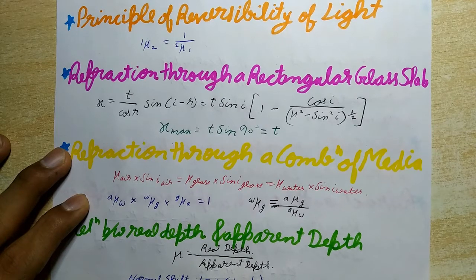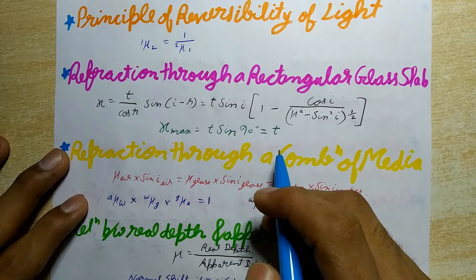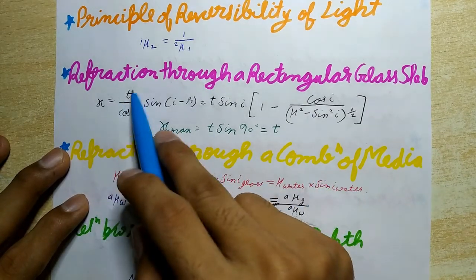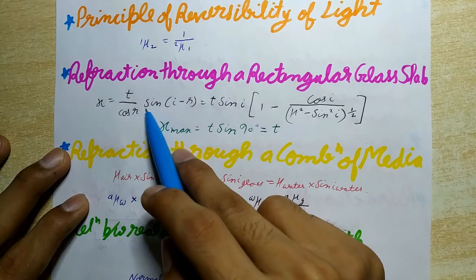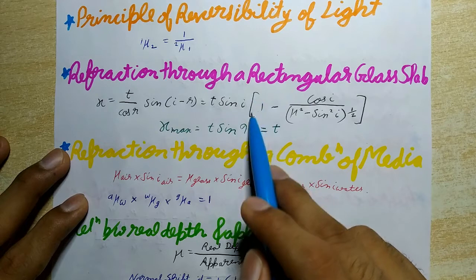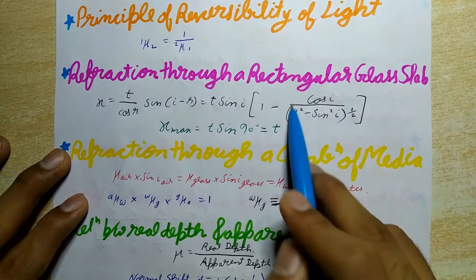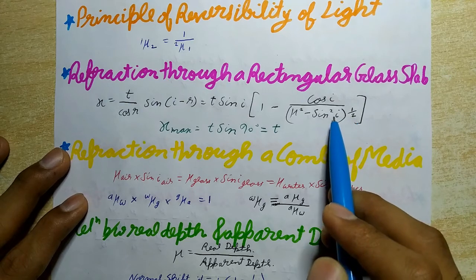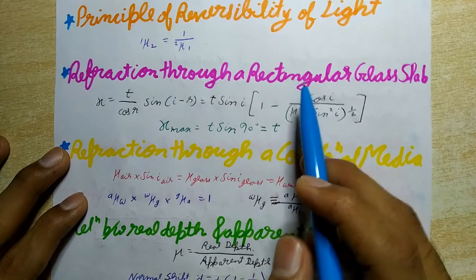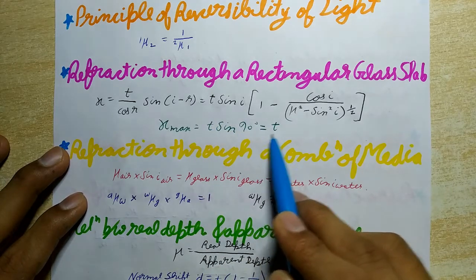The lateral displacement x on passing through a glass slab of thickness t and refractive index mu is given as x equals t upon cos r into sin (i minus r), which is equal to t sin i into (1 minus cos i upon (mu square minus sin square i) to the power 1 by 2), where i is the angle of incidence. And x maximum is equal to t sin 90 degrees, which is equal to t.